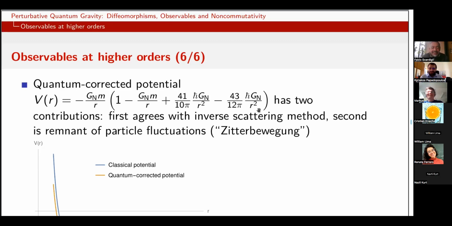For me, it's particularly interesting the fact that in any way the sum of the two, 41 over 10 and minus 43 over 12, is still positive. Yes, that was also very surprising for us. Yeah, that's true. It's what comes out. I mean, these are strange factors anyway, right? What is 41 or 43? This is not a nice number.